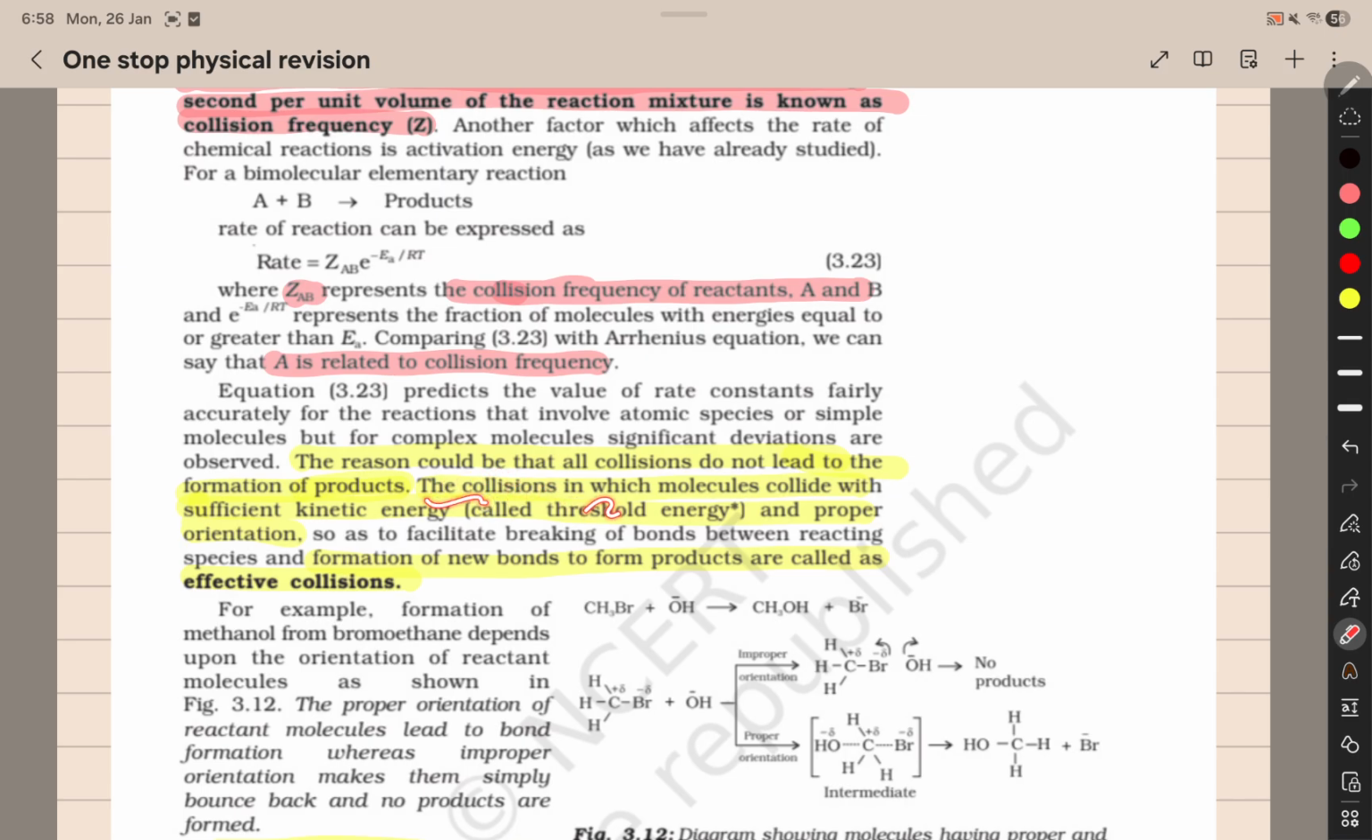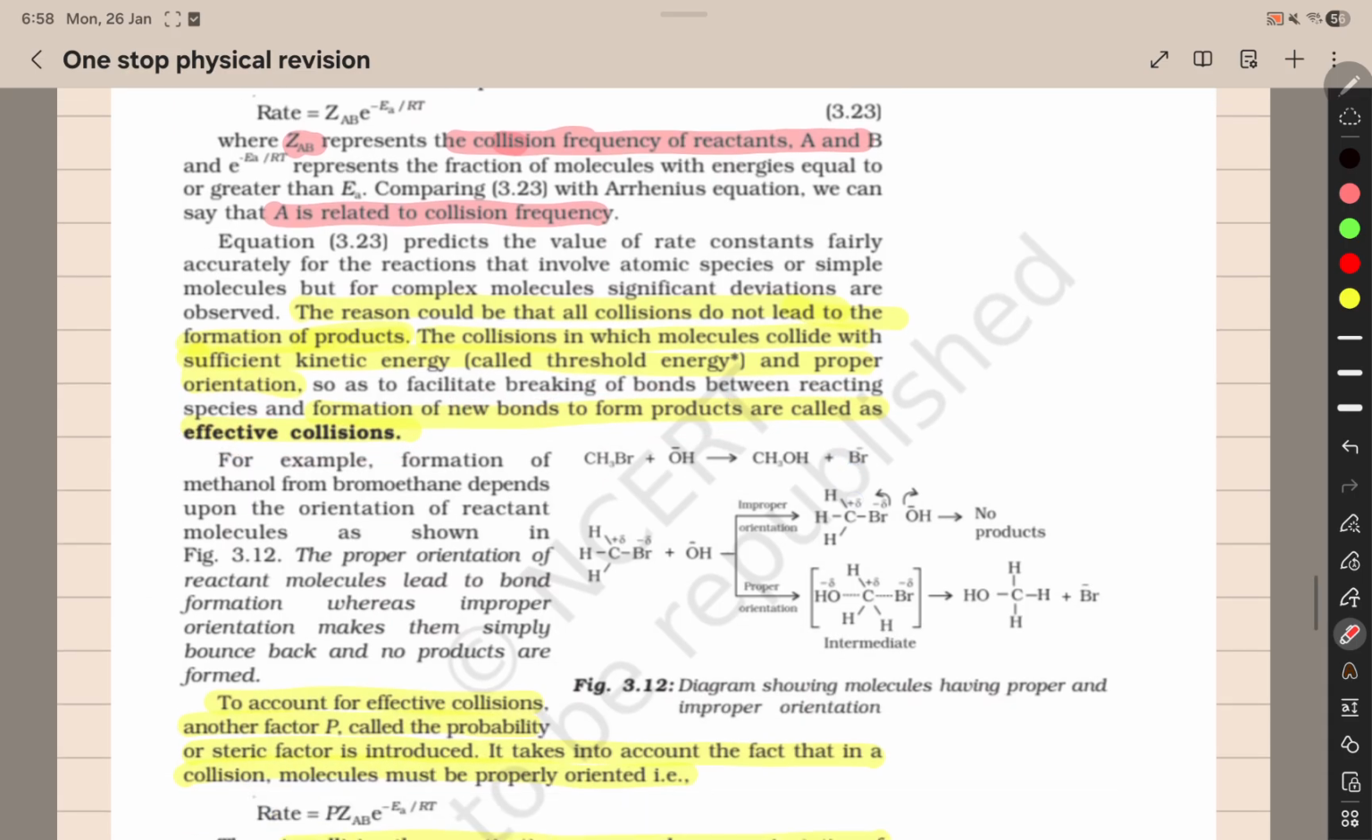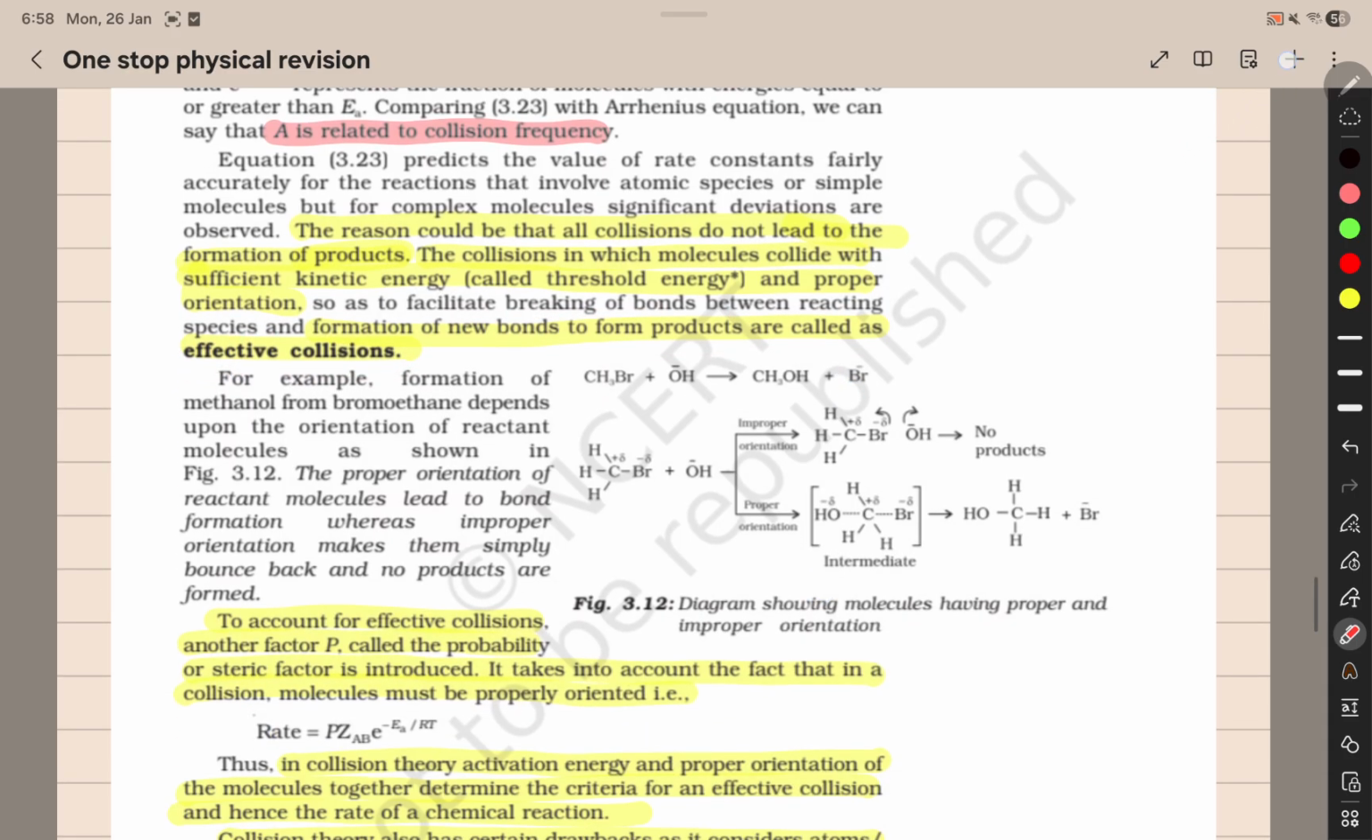The collisions in which the molecules collide with sufficient kinetic energy, called threshold energy, and proper orientation. Proper orientation is also a term that it needs. Remember that. This facilitates breaking of bonds between reacting species and forming new bonds to form product, and is called effective collisions. So that is your effective collisions.